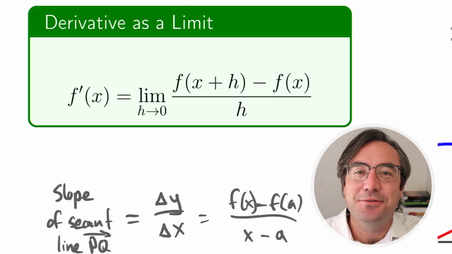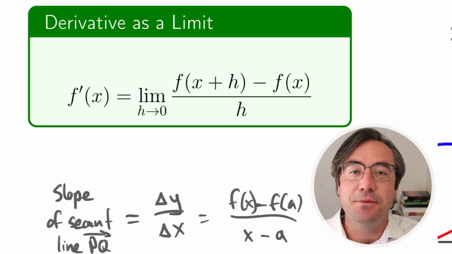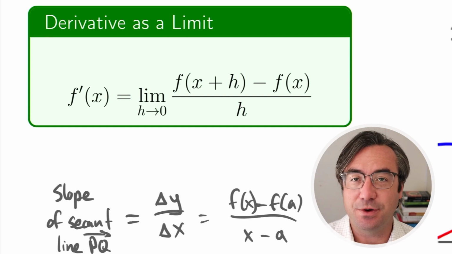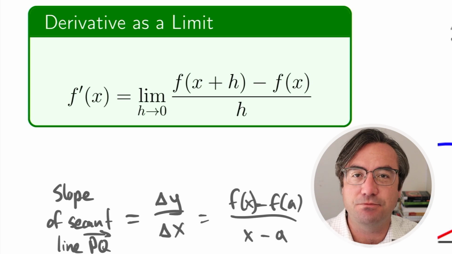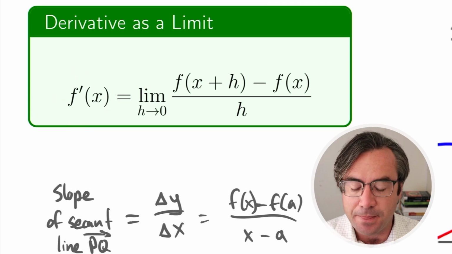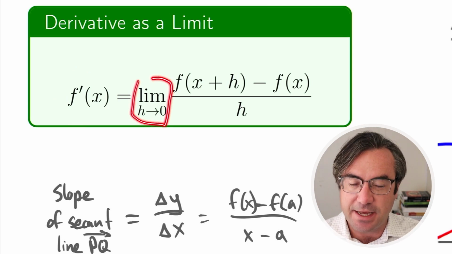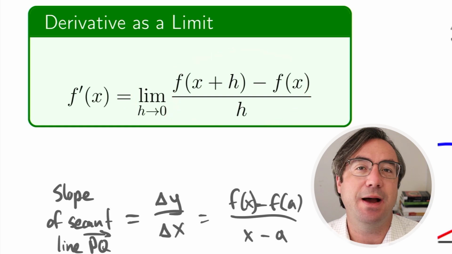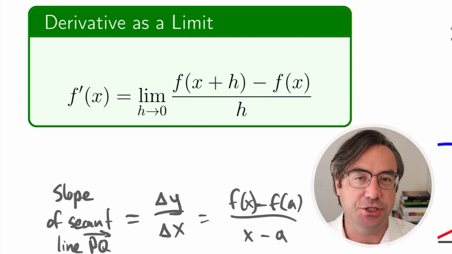Welcome, everyone. For today's prep, we're going to look at an example for how we actually use this limit definition of derivative. So first, let's read through the definition here. So f prime of x, that's what we call our derivative, and it's equal to the limit as h goes to 0 of f of x plus h minus f of x all over h.